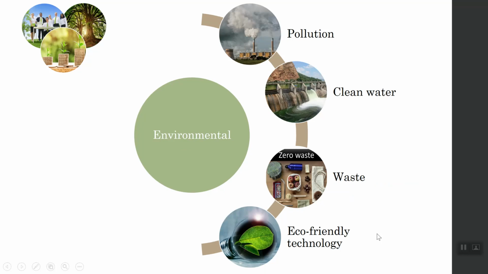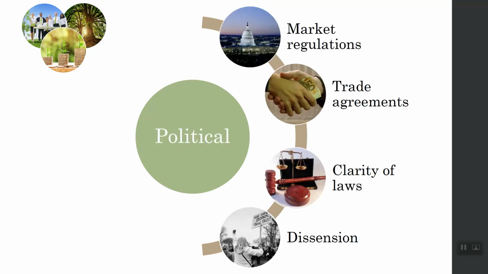And of course, we are naturally concerned about the environmental aspects of our business, whether it is in the supply chain, providing you with materials for your products, or the impact your own business may have. Examples of this can include worrying about pollution or clean water, or reducing your impact and costs with zero waste, or eco-friendly technologies.